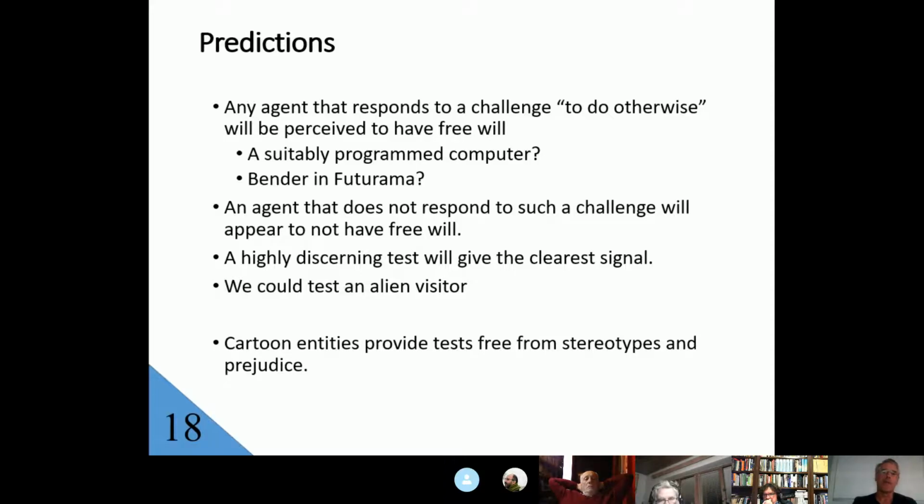I don't know if any of you watch Futurama. Do you know Bender in Futurama? You all got your microphones off, so you won't be able to tell me. But that's depicted as a robot, a deviant robot, who misbehaves and goes a bit astray. But it behaves like a human in this sense. So that would definitely respond to the challenge to do otherwise. One that's not so good is Spock in Star Trek. He was supposed to be totally rational. He would always do the most logical, rational thing. Not very convincing because he has such a human form.